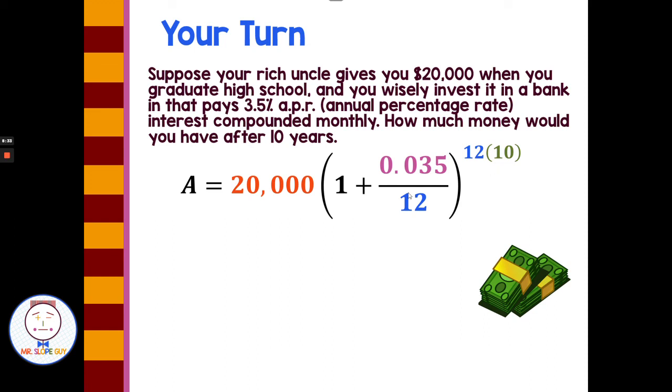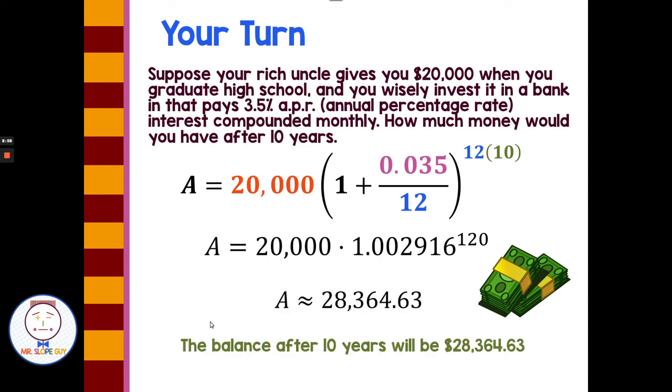you're having that exponential growth happen even quicker. So we can put in our calculator 0.035 divided by 12, and we get a big long decimal. I went out 6 places. That's going to get us pretty accurate. You can go out further if you want, but this is going to get us pretty close. And then 12 times 10 to the 120 power. So I put in my calculator 1.002916 to the 120th power times 20,000, and we would get $28,364.63.